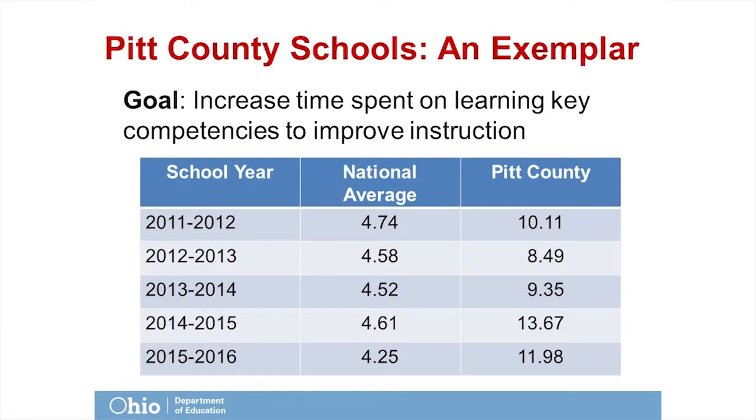So here's a school district, the Pitt County Schools. They were used in the study as an exemplar, with the national averages in the center column for how much time was being spent on discrete skills and competencies. And Pitt County made a promise that they were going to increase the number of hours they spent on their PD competencies. So that's just a little chart to show you what they did. That means they spent on average in that year 10 hours of PD on each competency that they're trying to get across. And how many competencies? Well, that's up to the district.